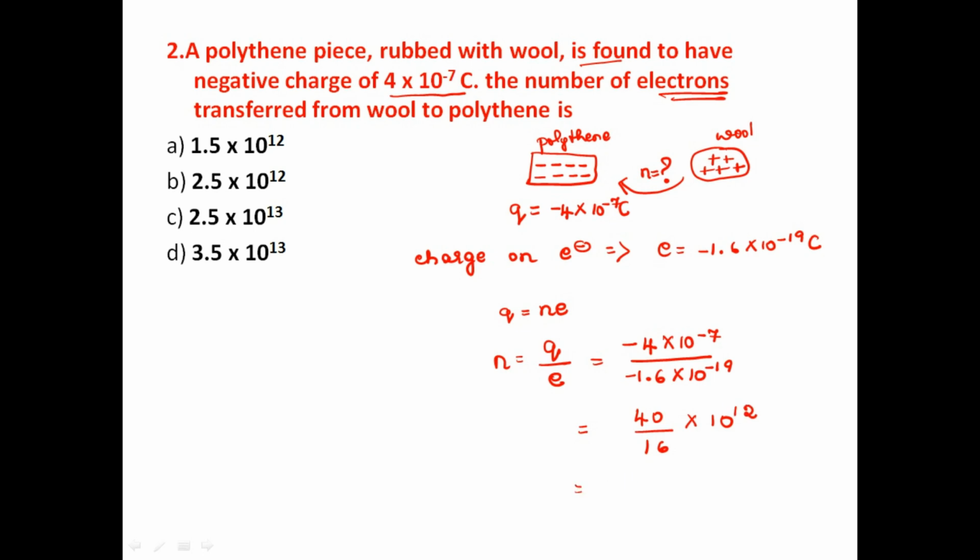The answer that we are going to get here is 2.5 into 10 to the power of 12 electrons. These many electrons got transferred from wool to polythene. I hope you are clear with this. The correct option here is option B.